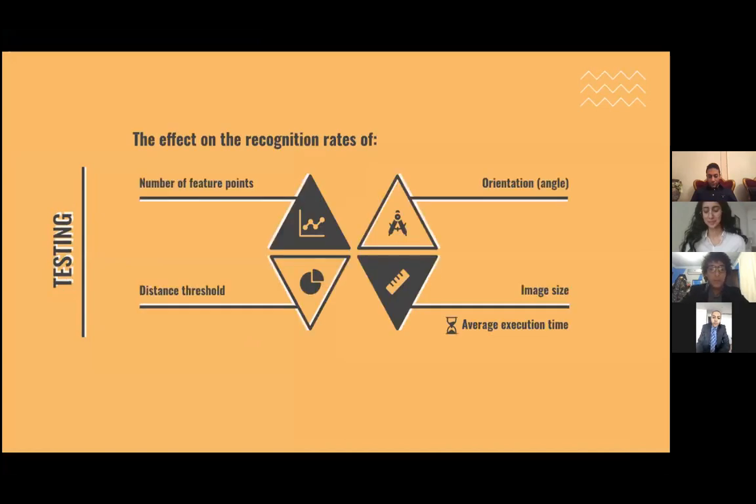So now we'll talk about the testing and how we managed to use images of the data set, along with the methodology we attained to get useful data and test the efficiency. In our testing phase, we tested the effect of the following on the recognition rate: the number of feature points, the strongest number of them, the threshold of the similarity distance, which is the Manhattan distance, the orientation, as in the angle of the images, the size of the image as its scale relative to the original size, and relative to the size, we test the average execution time of the image.